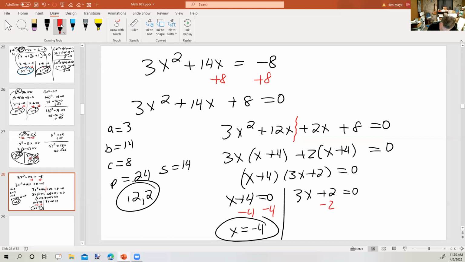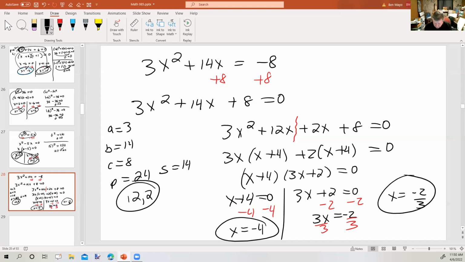3x plus 2 equals 0. Subtract 2 from both sides. 3x equals -2. Divide both sides by 3. X equals -2/3. So we've got x is -4, x is -2/3. Let's check our work.